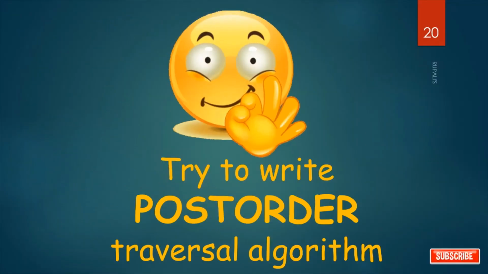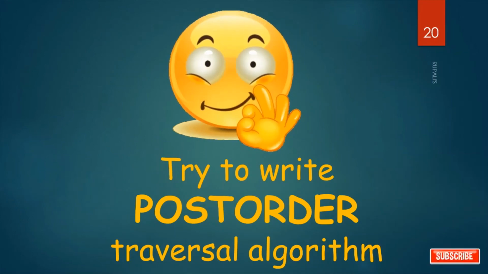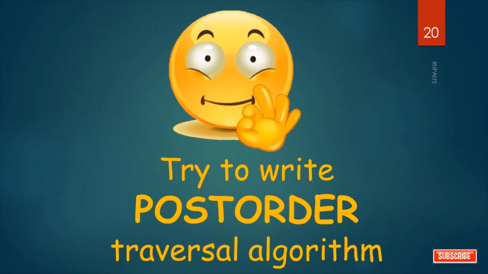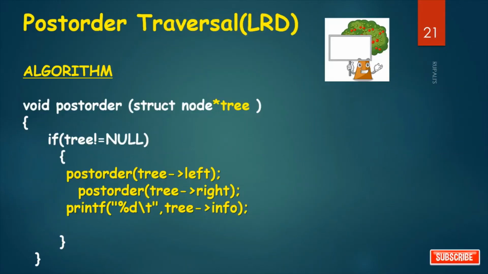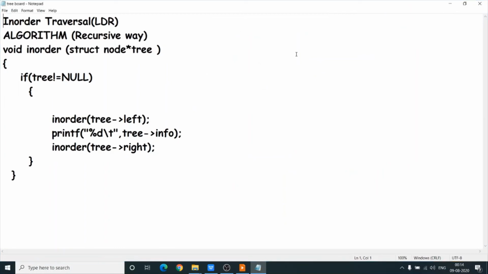Now it is very easy. Try to write the post-order traversal algorithm on your own. See the code for in-order and pre-order and try to write the post-order traversal algorithm by yourself. Post-order traversal algorithm is LRD. Now this is the code for in-order traversal. I want to write the post-order traversal algorithm. So post-order means it is L, R and D.